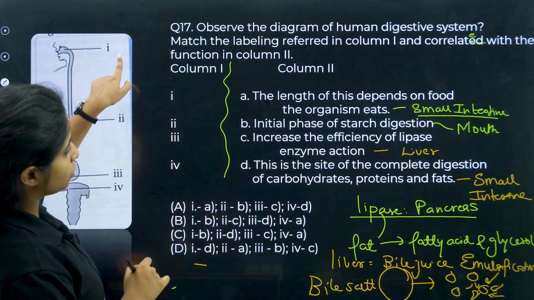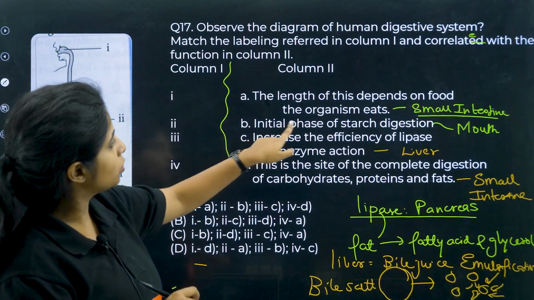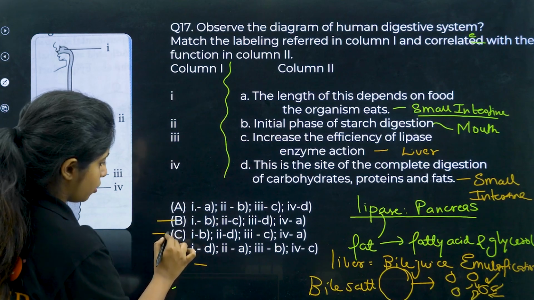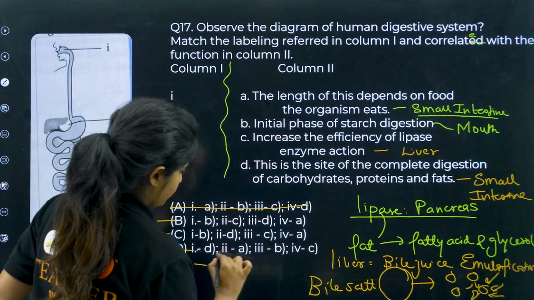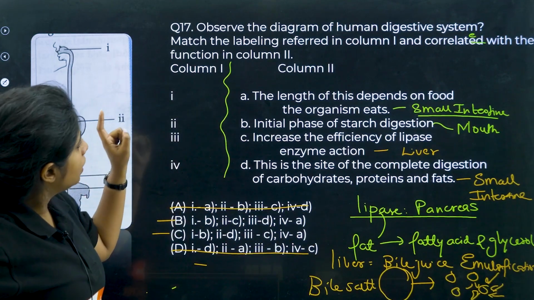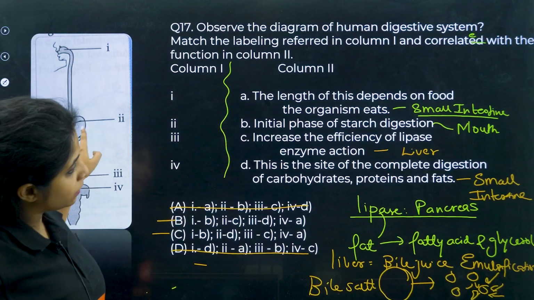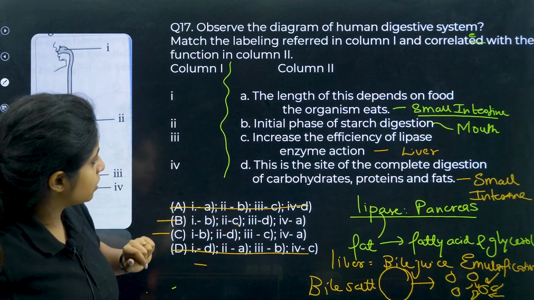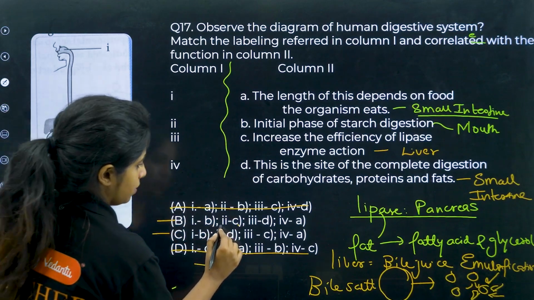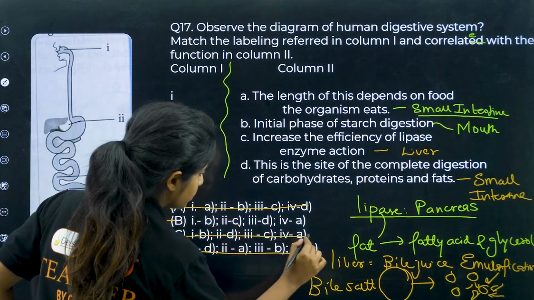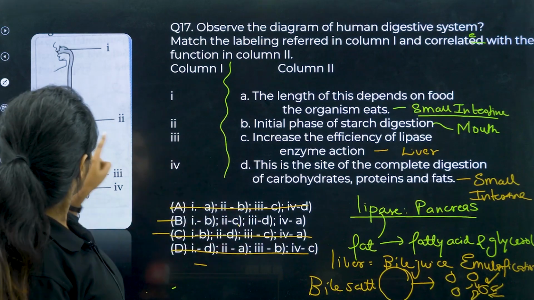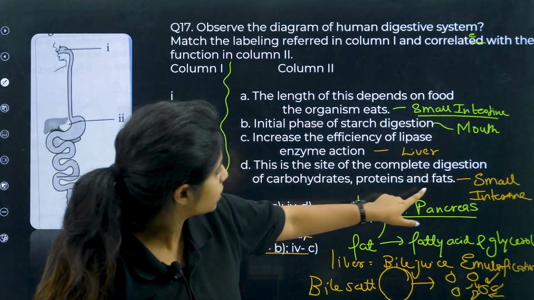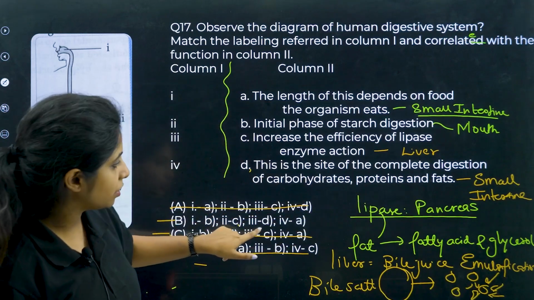So now let's see. First is mouth, and mouth goes with B. So 1B is an option, and the rest we can eliminate. Second one is liver, and liver goes with option C. So this is correct. We do look for others also, but still let's see. Third one is small intestine, and third goes with D.